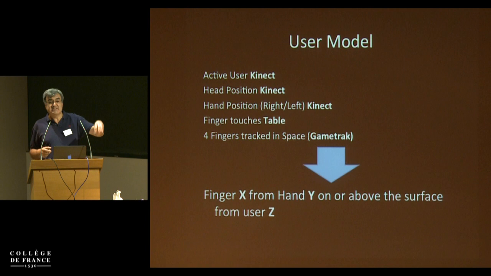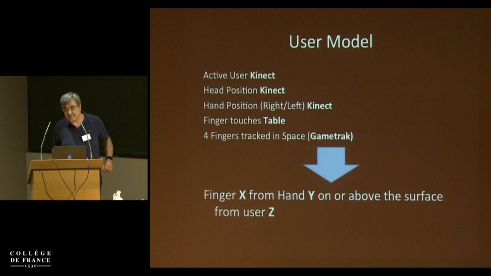So you know if a hand comes close to the table, you can show a context menu. And you know whether a finger touches the table, and you have four fingers tracked in space thanks to the game tracks, so you get events like finger X from hand Y on or above the surface from user Z. And now you can do interesting things.